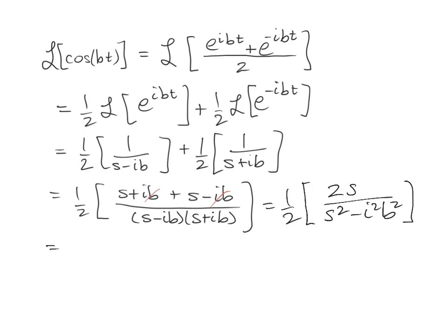And we all know from complex numbers that i squared is -1. So that becomes s squared plus b squared. And then we'll notice that the 2's cancel. So we end up with s over s squared plus b squared. And that right there is the Laplace transform of the cosine of bt.